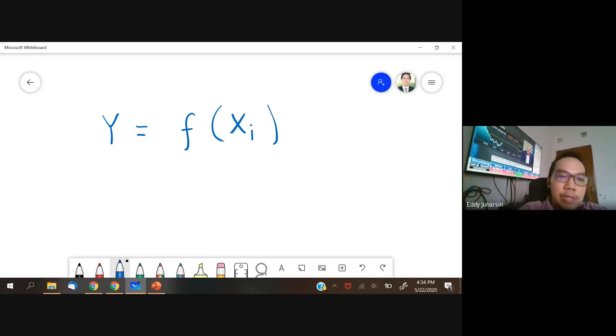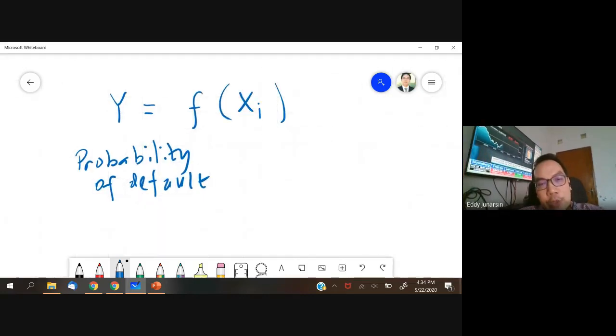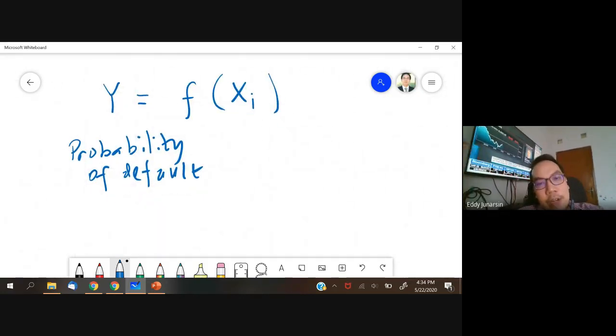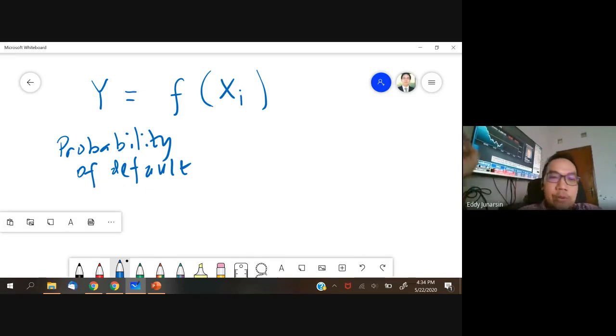So we have some independent variables that we hypothesize or conjecture to affect the dependent variable. And of course, the dependent variable here is the probability of going down or default. This is like probability. It means that based on the historical data, if an entity or a company went broke, then we'll give a value of 1. And if it didn't go broke, then we'll give a value of 0. So 1 and 0, right? Probability, right? Yes or no.